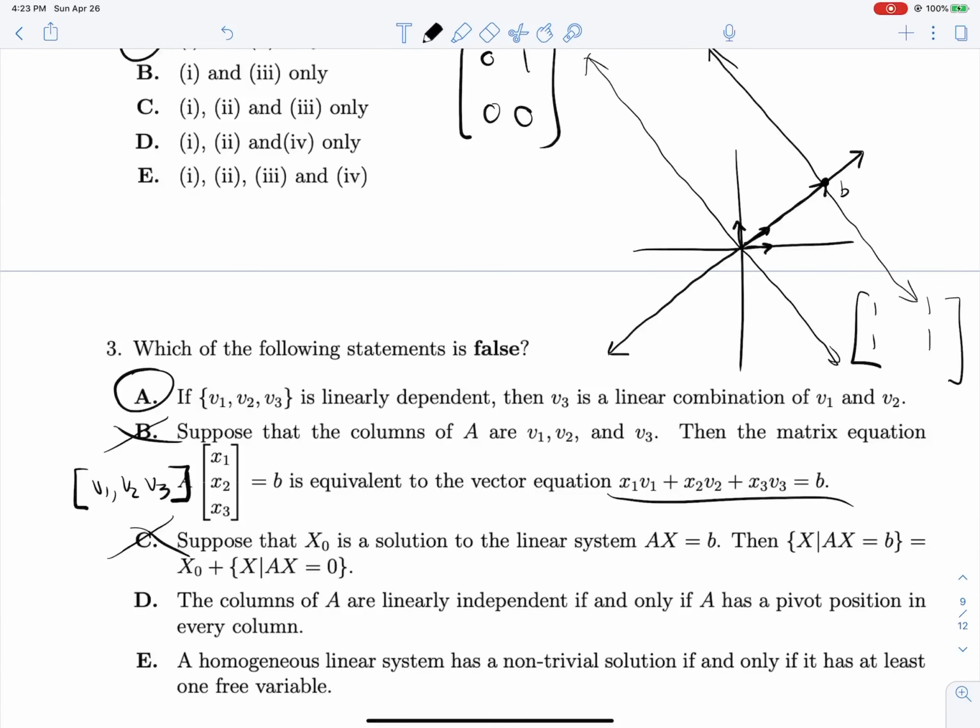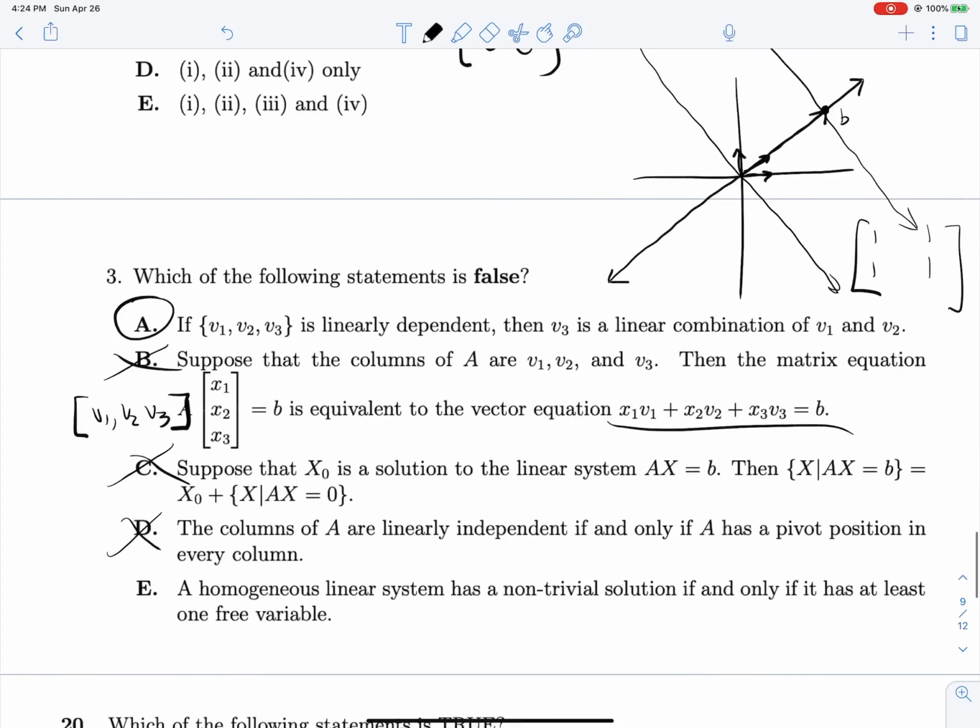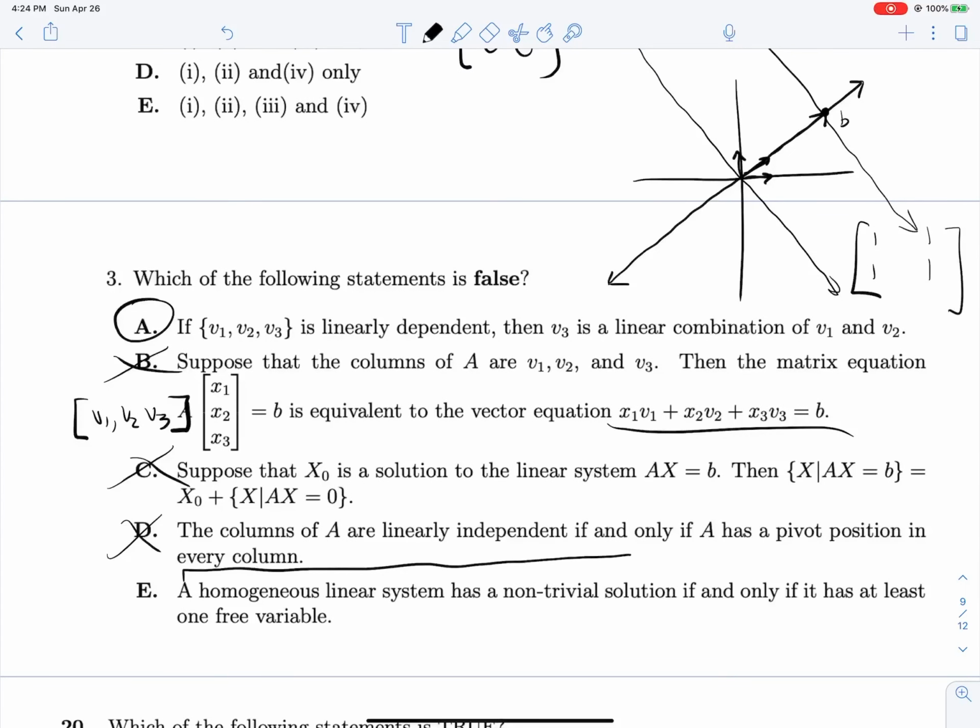Okay, D, the columns of A are linearly independent if and only if A has a pivot position in every column. Yep, that's true. That kind of implies graphically that every column has control over some dimension or way of movement that none of the other columns in the matrix do in the same way. So they are linearly independent from each other. I agree. What about E? A homogeneous linear system has a non-trivial solution if and only if it has at least one free variable. Yep. If we set Ax equal to 0, then solving for our null space, the linear system will only have a non-trivial solution.